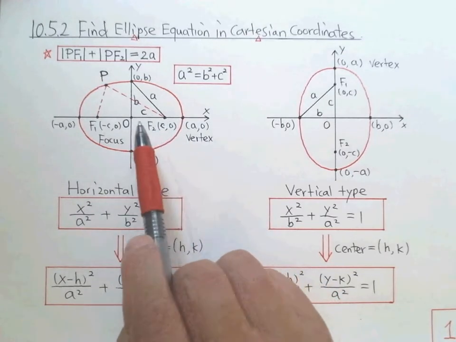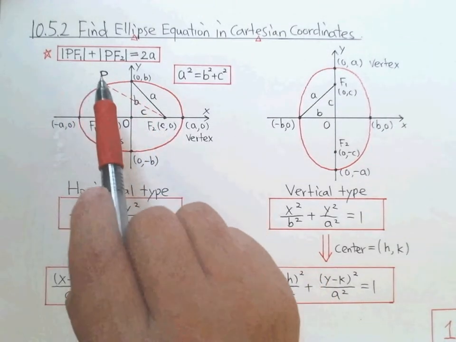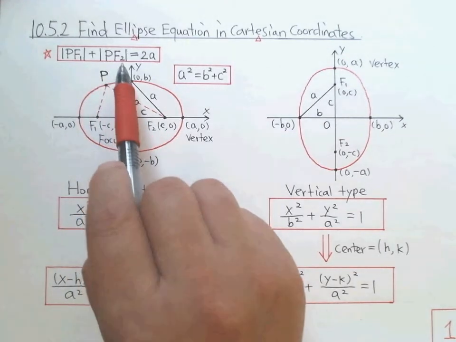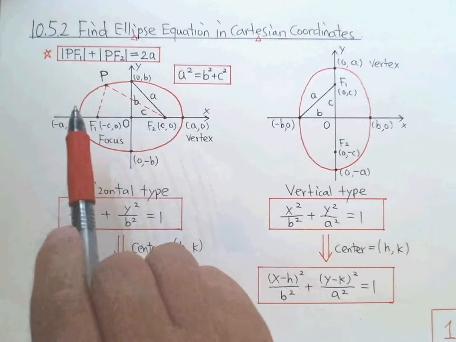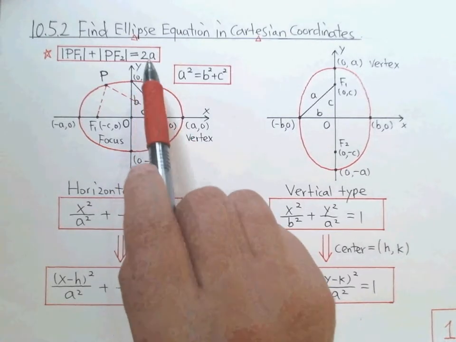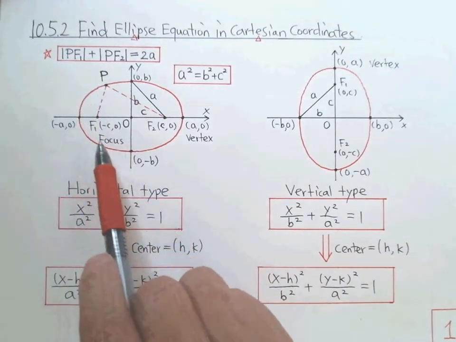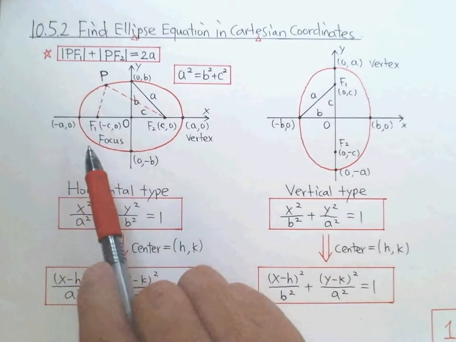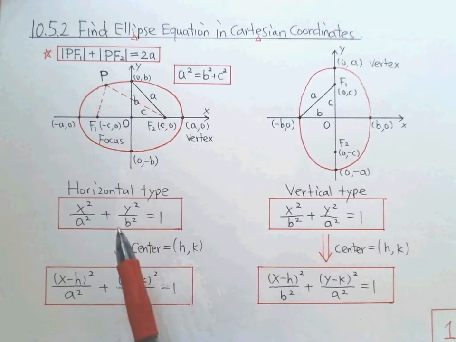Can you see this? Then we use any point: the distance to F1 and to F2 added together. The sum is 2a, the length of the major axis from the left vertex to the right vertex. If we use this definition, we can find all the points, and linking all the points together makes an ellipse. What is the equation?